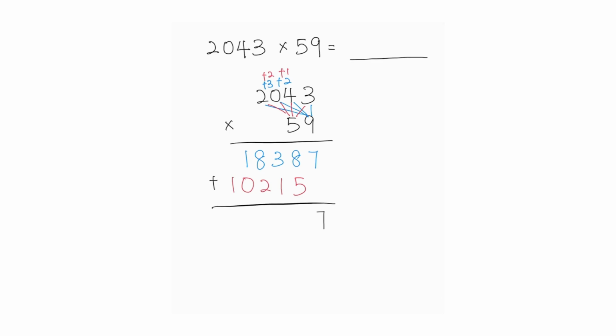7 plus 0 is 7. 8 plus 5 is 13. 1 plus 3 plus 1 is 5. 8 plus 2 is 10. 1 plus 1 is 2. 0 plus 1 is 1. Answer is 120,537.